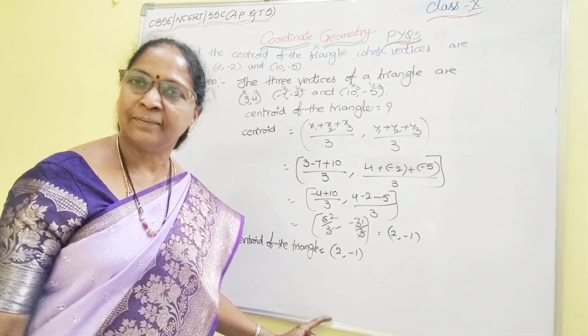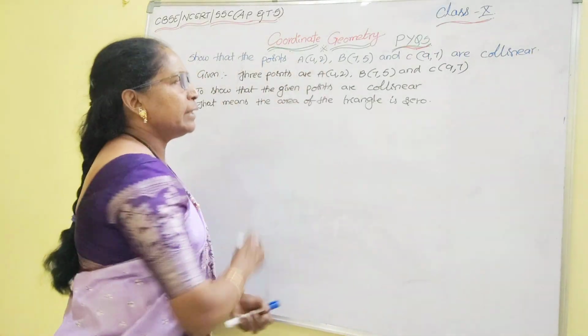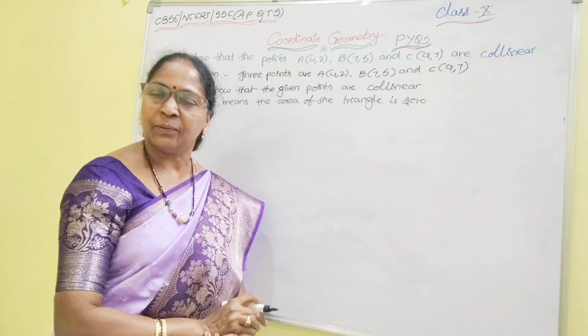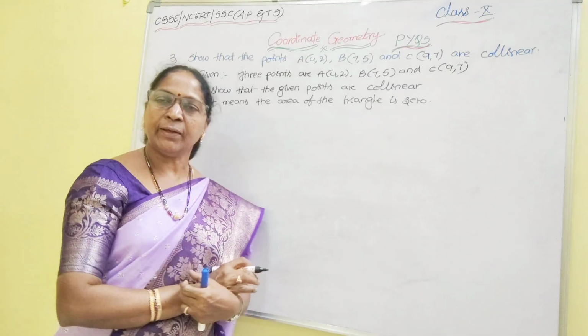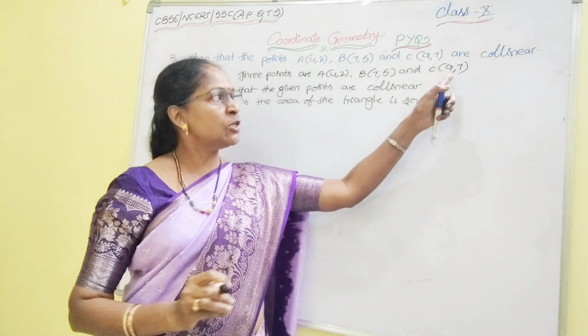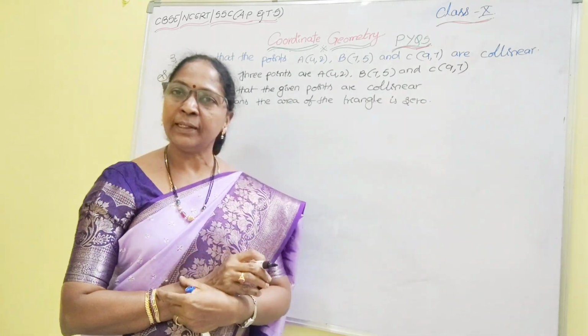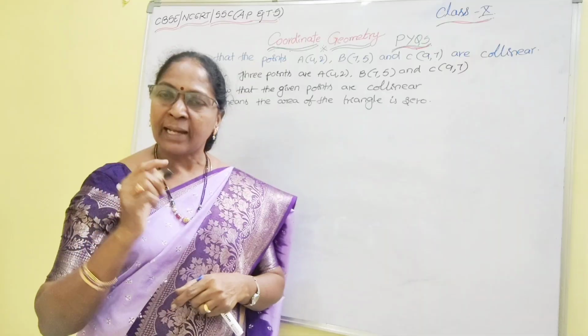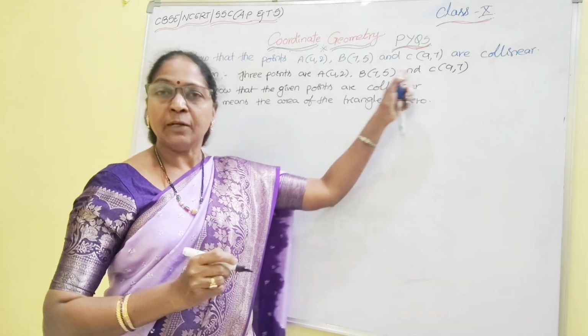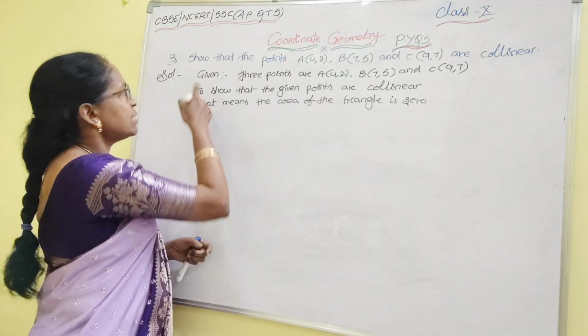Is it clear? Next question in this. Show that the points A, B and C are collinear. 3 points are given. You have to show that those 3 points are collinear. Already mentioned those 3 points are collinear. When can you say those 3 points are collinear? If the area of the triangle is 0, then you can say that those 3 points are collinear. So area of the triangle, first write down given.